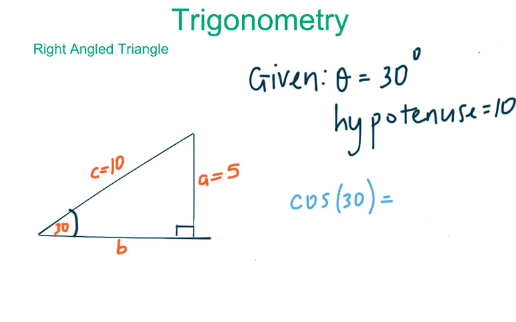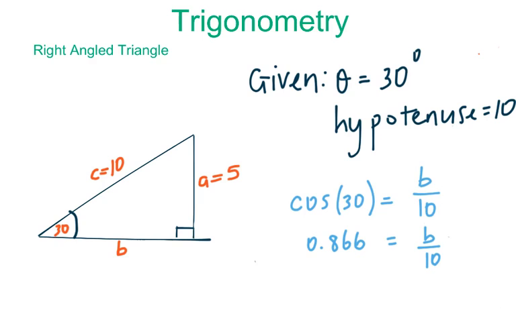So cos of 30 degrees is equal to adjacent over hypotenuse. My adjacent side is B, and my hypotenuse is 10. So I punch into my calculator what cos of 30 is, and I get 0.866 to 3 decimal places. And that's equal to B over 10. So therefore, 10 times 0.866 is going to give me B. And therefore, B is equal to 8.66.